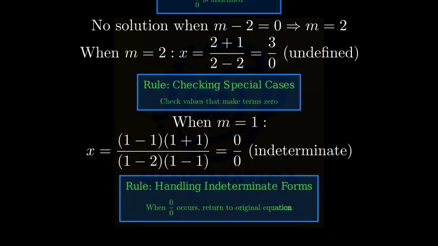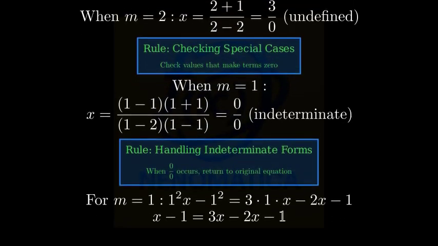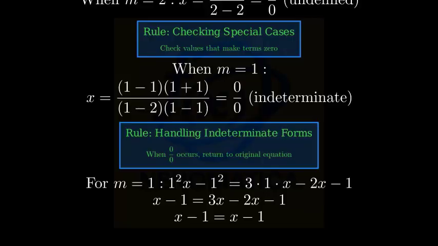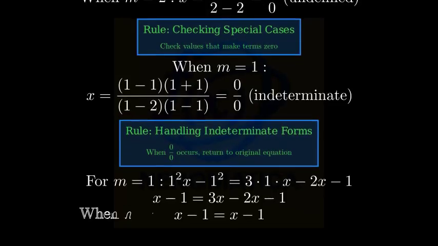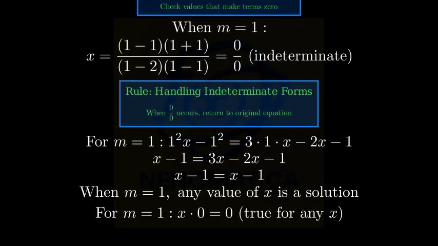Substituting m equals 1 into the original equation, 1 squared x minus 1 squared equals 3 times 1 times x minus 2x minus 1. This simplifies to x minus 1 equals x minus 1, which is always true. This means that when m equals 1, any value of x is a solution, which makes the equation ambiguous. For m equals 1, the equation simplifies to an identity, meaning x times 0 equals 0. Any value of x satisfies this equation, because 0 times any number is 0.